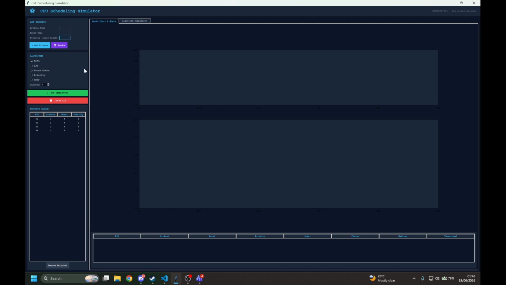Each process appears in the process queue table as it's added, and you can also remove any entry by using the Remove Selected button. The algorithm selector on the left lets you choose from 5 algorithms: first come, first serve, shortest job first, priority scheduling, shortest remaining time first, and round robin. For round robin, an additional quantum input field activates when selected. We'll select first come, first serve and run the simulation.